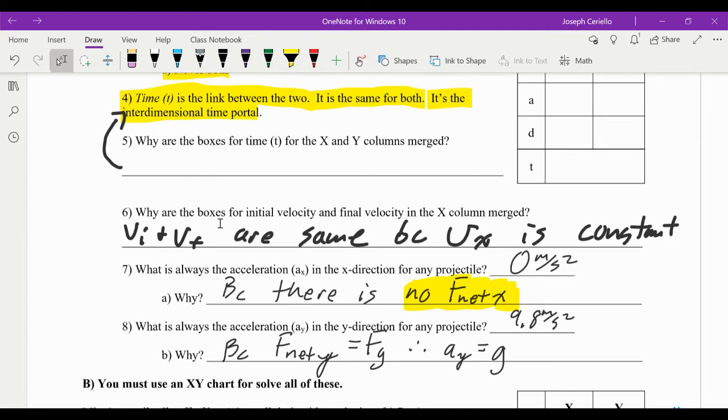Number 8 says, what is always the acceleration, AY, in the y direction for any projectile? It is always going to be 9.8 meters per second squared. It could be negative sometimes, but it's always going to be 9.8 meters per second squared. Because the only force in the y direction is the force of gravity. That's why AY is equal to little g.